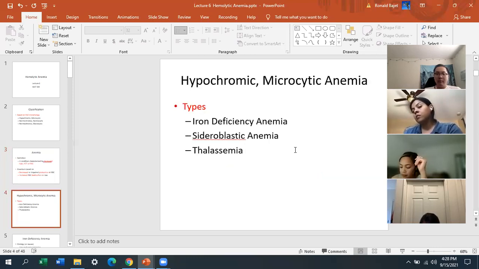Hypochromic microcytic anemia. So the 2 main significant ones are iron deficiency anemia, sideroblastic anemia, and thalassemia. So far in almost every lecture, I've been mentioning this. Make sure you know hypo, micro, iron deficiency anemia, and thalassemia.